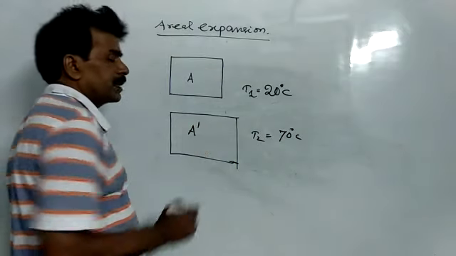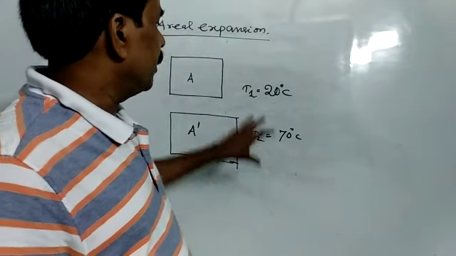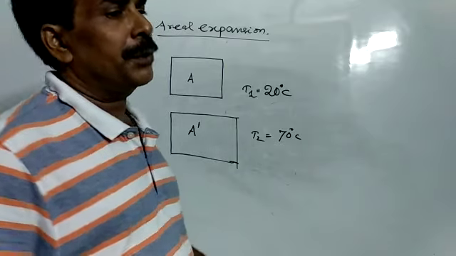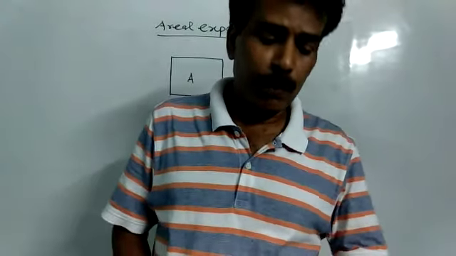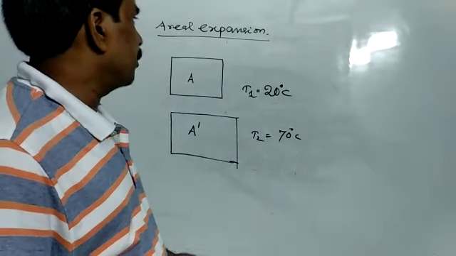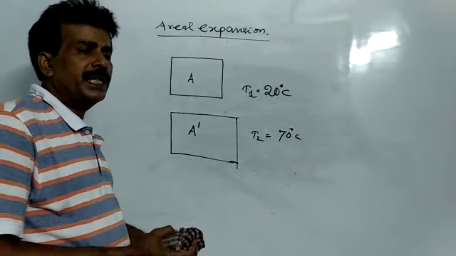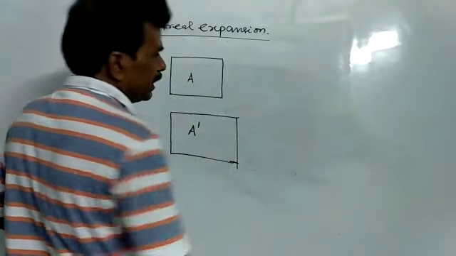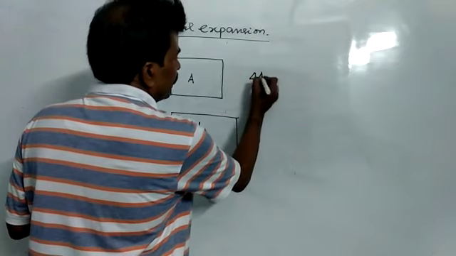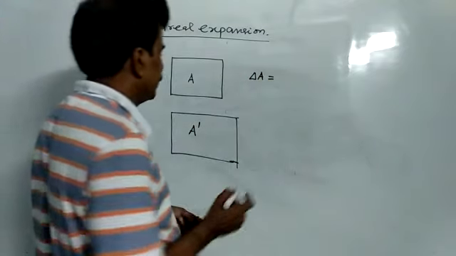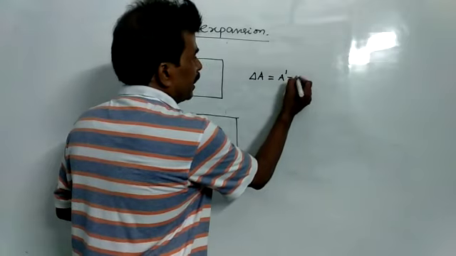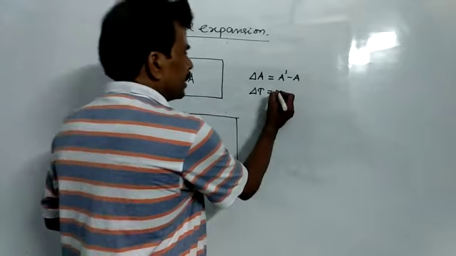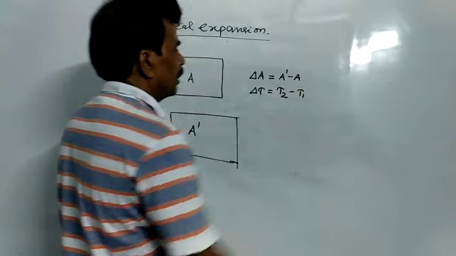This area is becoming more. Area is increasing when temperature increases. And this is your areal expansion or superficial expansion. From this we will find out the coefficient of superficial expansion. So the increase in area, delta A, is A dash minus A, and delta T, the increase in temperature, is T2 minus T1.